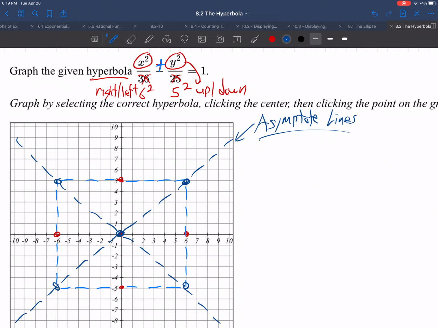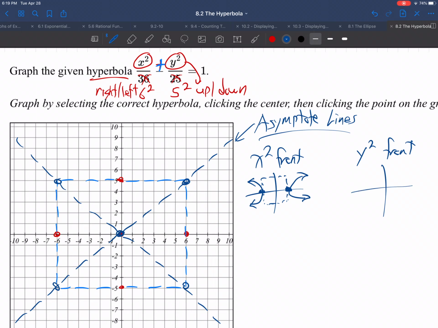Okay, so now it's time to do the actual graph. How does the graph work? Well, basically there's 2 ways it could go. If you have x squared in the front, then there's going to be 2 branches that start right at the edge of the dotted box. They start right at the edge of the box and go right and left. If you have y squared in the front, then let me put the box in first. Then they start top and bottom of the box and go up and down. It's all about what's in front.